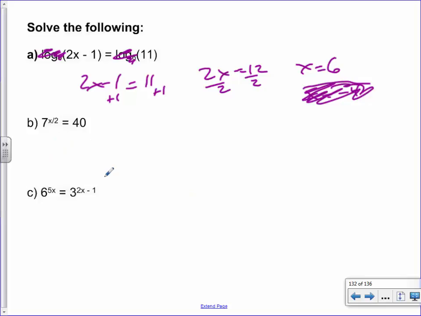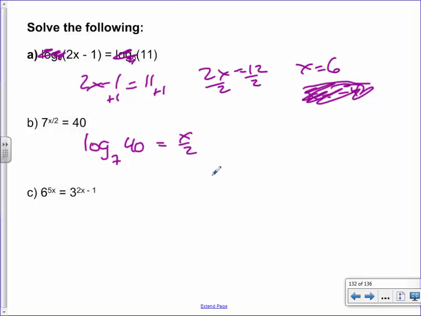Okay, thoughts on this guy here? Anything we could do that's useful? Change it into log form? Okay, that'll work. So I might say let's go log with a base of 7. Then it's going to be 4 to the number 40. And then that'll equal the exponent itself, which is x over 2.